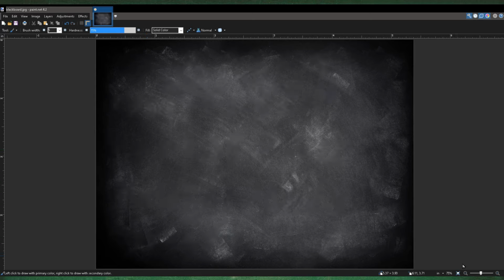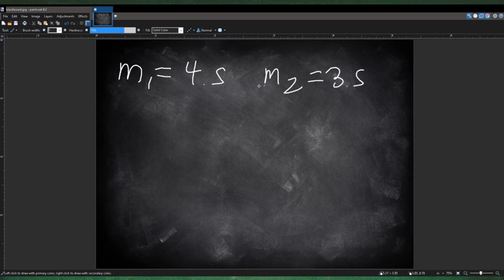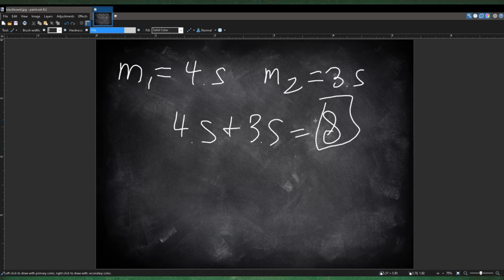So now let's focus on what happens if you add some means together. Let's say one mean is equal to 4.5, and we call this mean 2, which is equal to 3.5. So what happens if you add the means together? Well, it's really simple. It's just 4.5 plus 3.5, which is 8. So that will become the new mean.